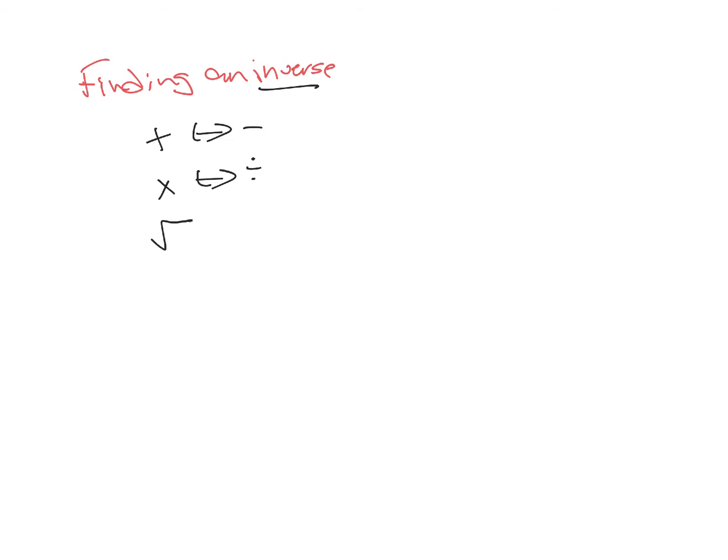Multiplication and division, those are inverses of each other. And then we started doing radicals and powers. Those are now inverses of each other. So we have to remember how to do that. So what we're doing today is we are solving for y. So we're finding the inverse of a function. So if I have f of x equals 6x minus 3, okay, I have this function.